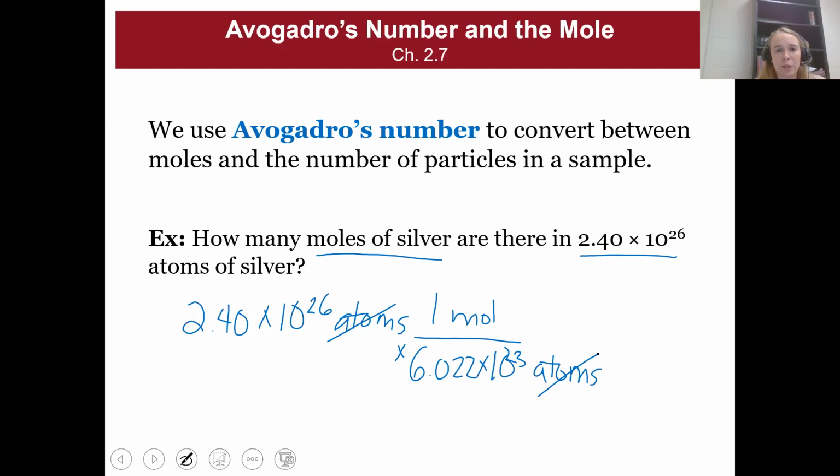So you just plug that in your calculator, 2.40 times 10 to the 26 divided by 6.022 times 10 to the 23rd. And I got 399, almost 400 moles of silver, which is a lot of silver. All right, cool. Does that make sense to everybody? I hope so. You can go back to before I wrote on this slide and practice it yourself and see if you get 399 moles as well.